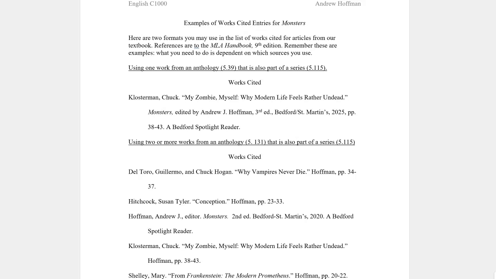Hi, I'm going to talk a little bit here about how to use MLA, and in particular, how to use MLA with articles out of our textbook, the Monsters book, 3rd edition. This is important because, of course, many of you, if not all of you, will be using works from the anthology.